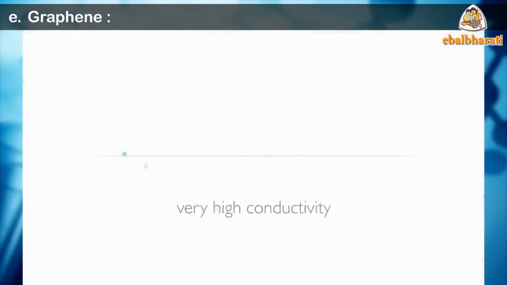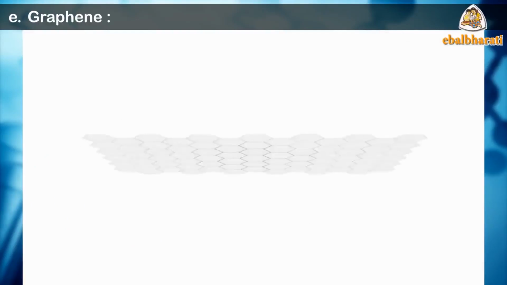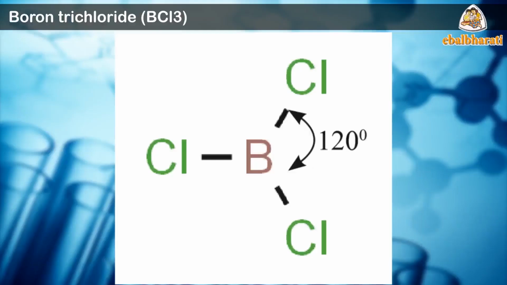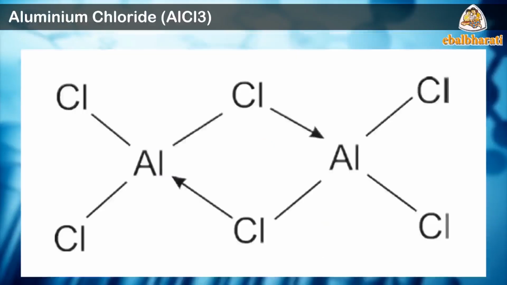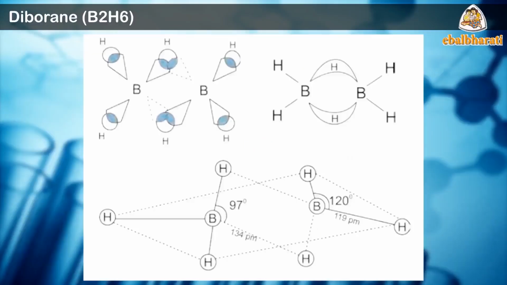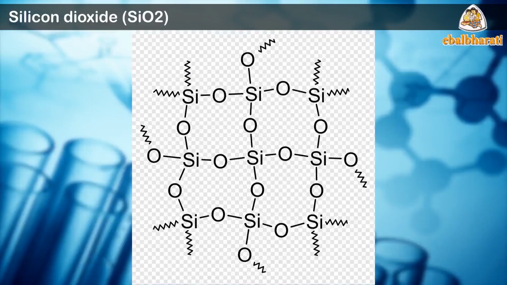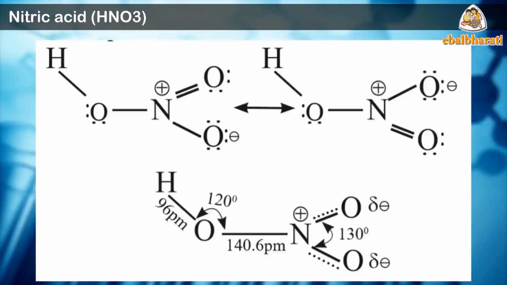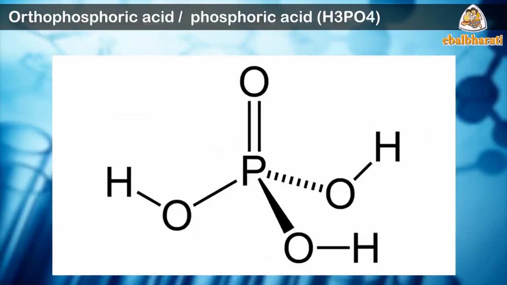Let us see the molecular structure of common compounds of elements of group 13, 14 and 15. Boron trichloride, that is BCl3. Aluminium chloride, that is AlCl3. Diborane, that is B2H6. Silicon dioxide, that is SiO2. Nitric acid, HNO3. Orthophosphoric acid or phosphoric acid, H3PO4.